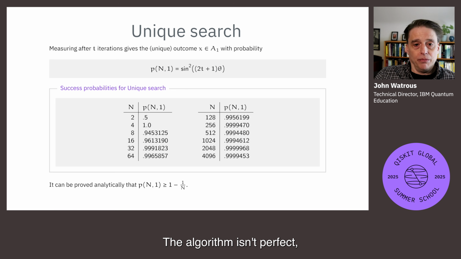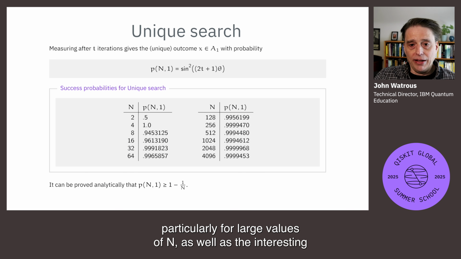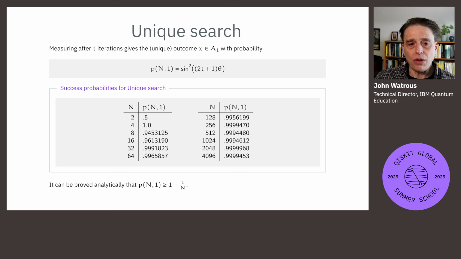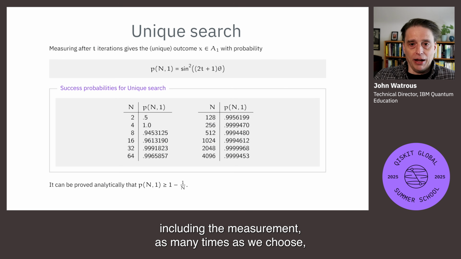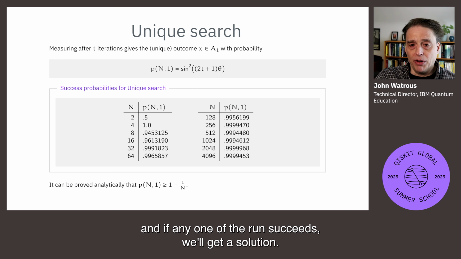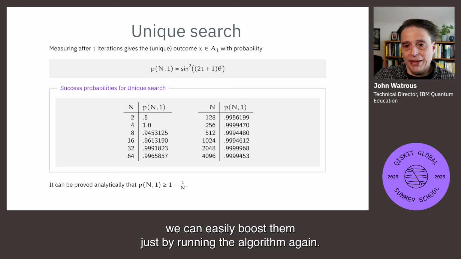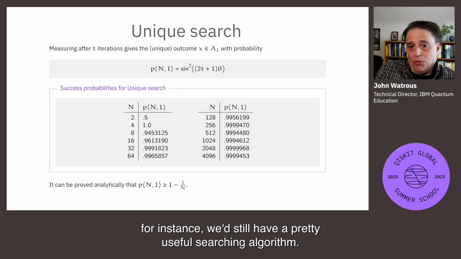So that's good. The algorithm isn't perfect. We're not guaranteed to get a solution, but it is quite likely, particularly for large values of N, as well as the interesting anomaly that happens when N is equal to 4. I should also point out that we can always run the entire algorithm, including the measurement, as many times as we choose, and if any one of the runs succeeds, we'll get a solution. So if these probabilities aren't good enough for our needs, we can easily boost them just by running the algorithm again. So even if these probabilities were all equal to 1/2, for instance, we'd still have a pretty useful searching algorithm.